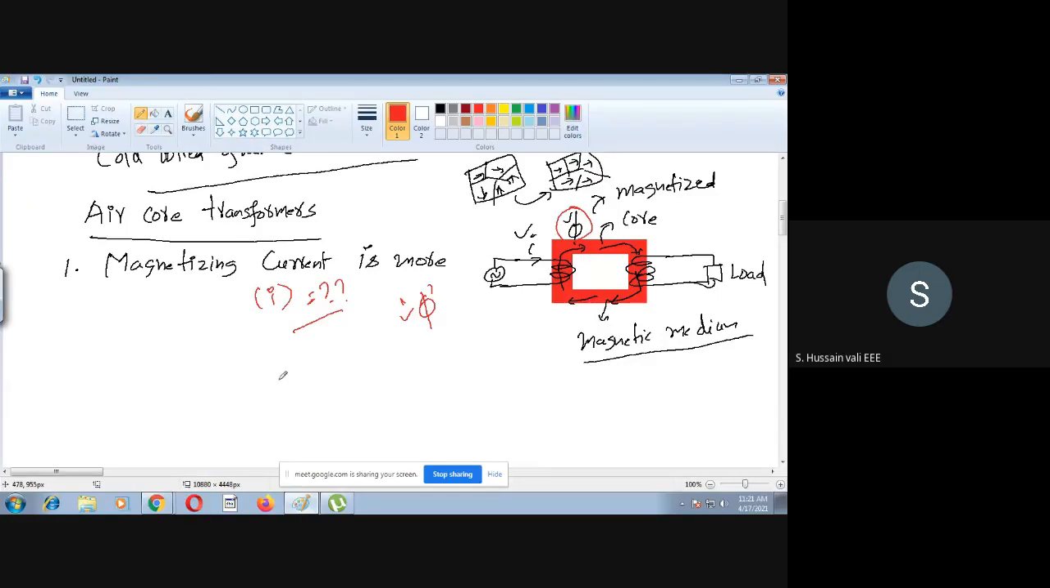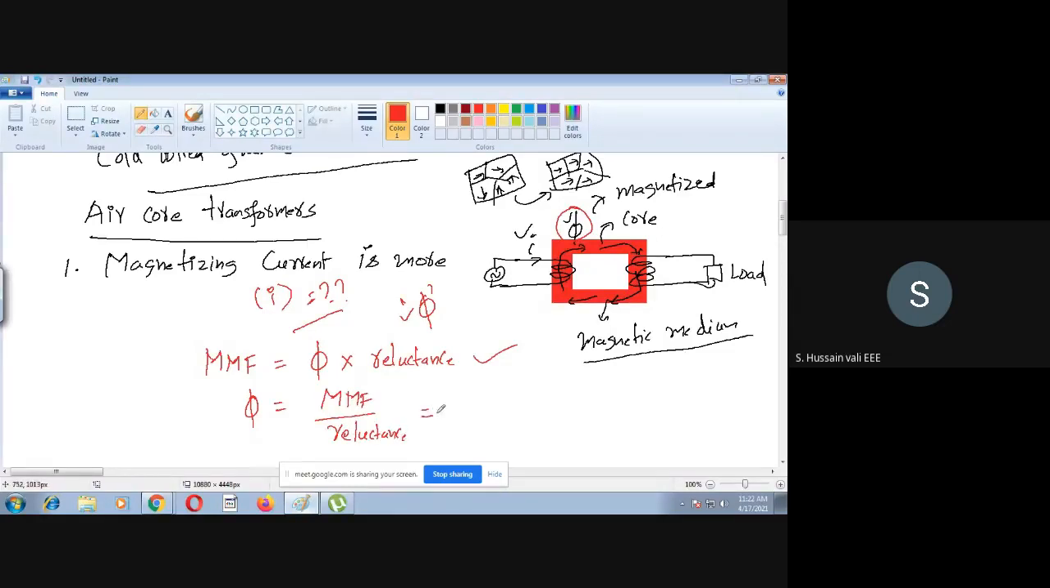To know the relationship between these two, we will recall one equation in magnetic circuits. That equation is MMF is equal to flux into reluctance. I hope you know this equation from previous semesters. So flux is equal to MMF by reluctance.